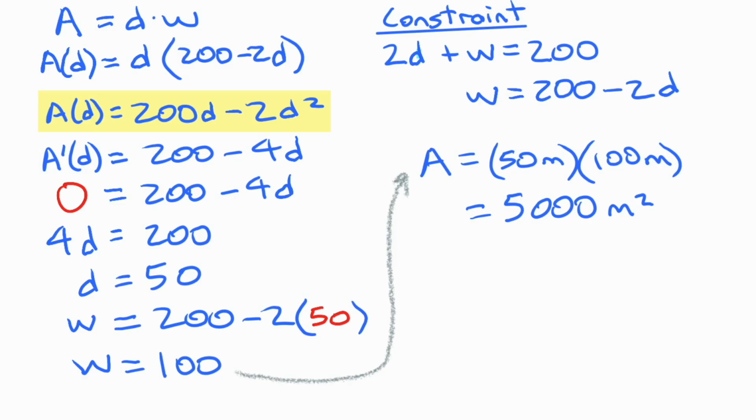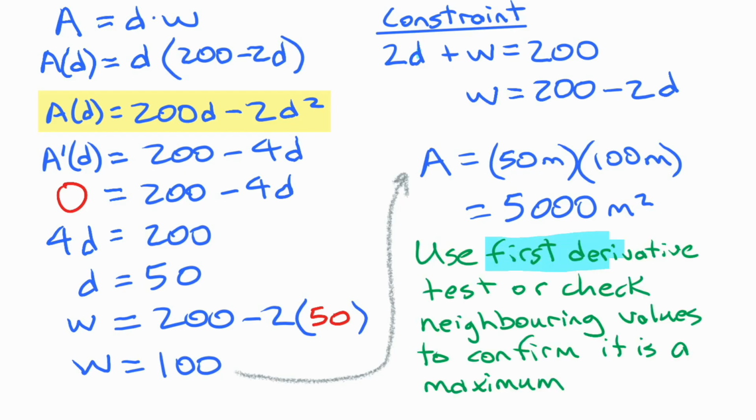You can go and confirm that that's a maximum if you want, and you can do it again 2 ways. Use the first derivative test. Substitute values on either side of d being 50 into our derivative. On one side, you're going to get that the derivative is positive, and then on the right side you're going to get that it's negative. I'll leave that to you to do if you want.